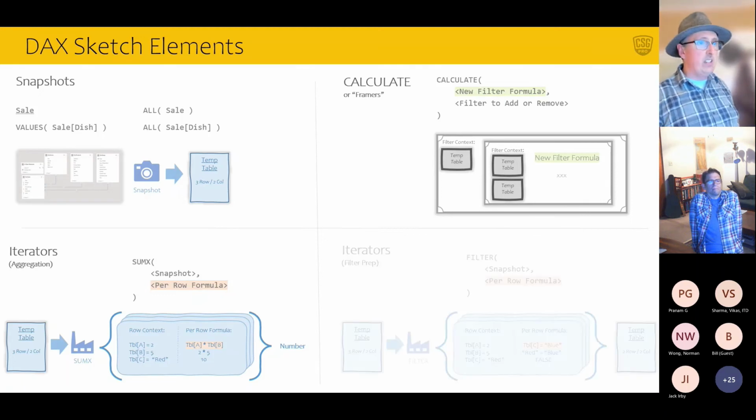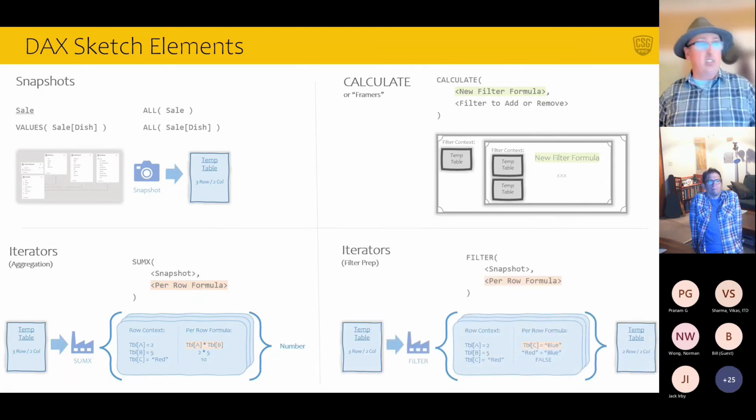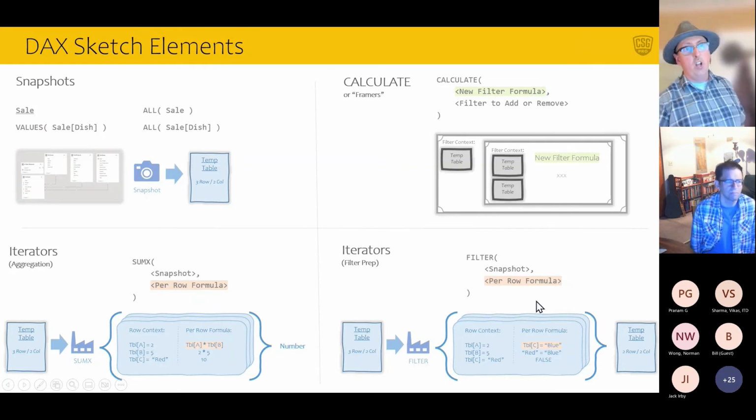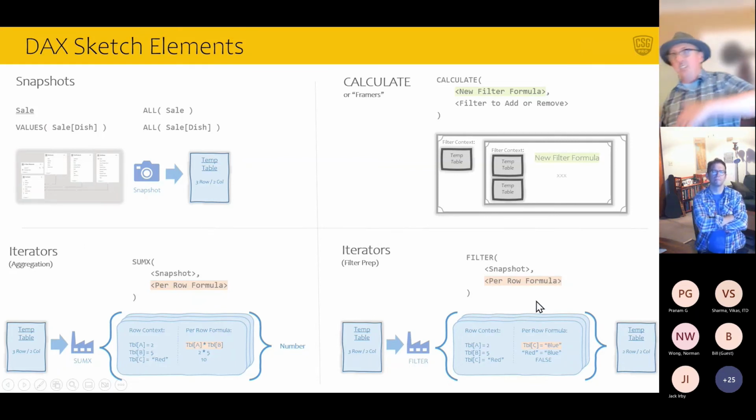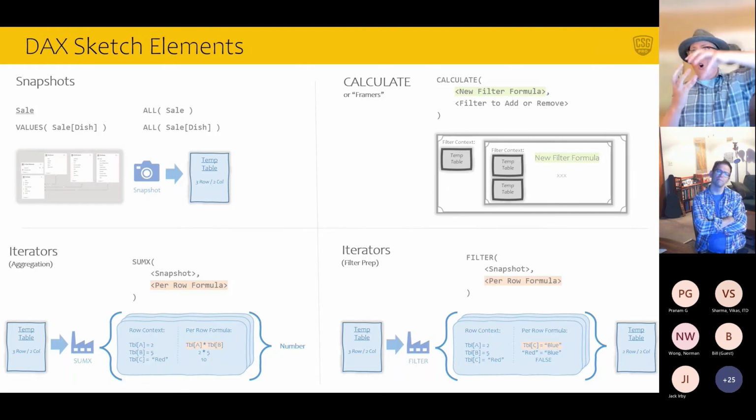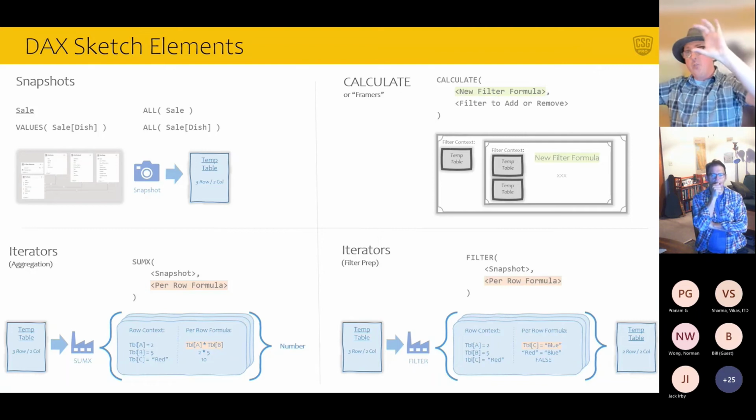And lastly, what do we got? Well, it's the same thing. It's the iterators, but this time I call it the filter prep iterators. It's just the one. It's FILTER, right? This one takes a temp table, runs a per row formula, just like before. The only difference is that per row formula has to return trues and falses to determine which cards in the deck you're going to keep and which cards you're going to get rid of to create that new temp table.